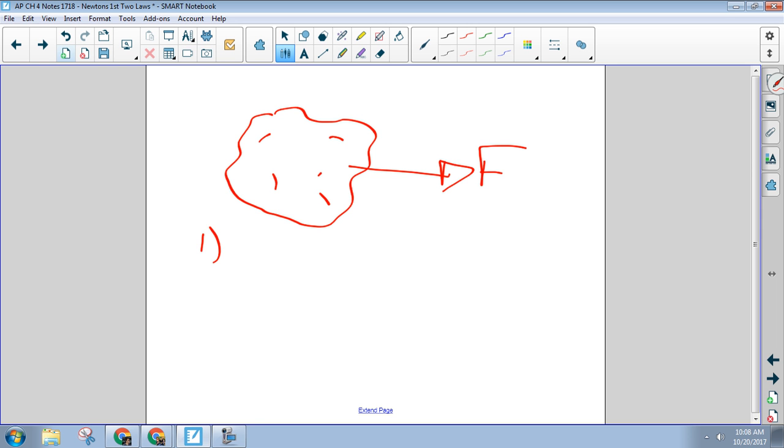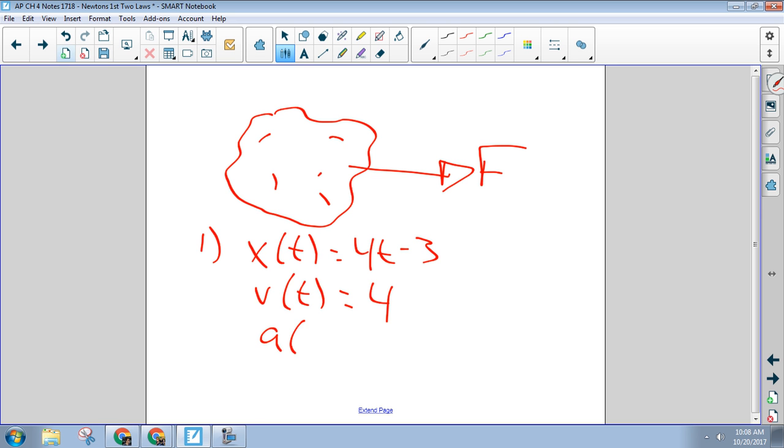So for number 1, position of time is 4t minus 3. That means my velocity at time t is 4. My acceleration at time t is 0. So that probably doesn't work, right? Because this would be accelerating, right?